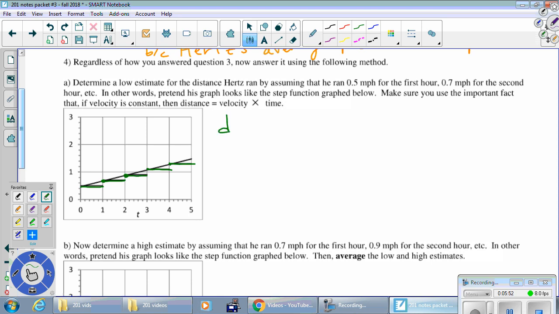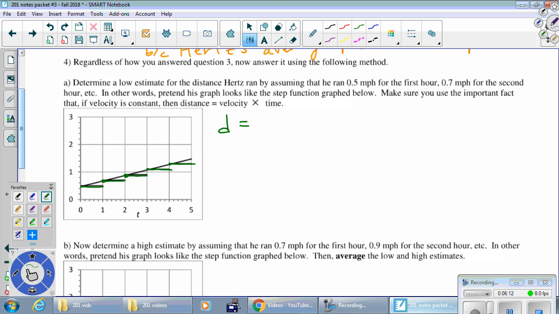Okay, so in this case, this would be a low estimate because clearly we are underestimating his velocities at every moment in time, except for the start of each hour. We're getting it right just at the start of each hour, but then we're underestimating for the rest of the hour. So the distance is equal to rate times time, or velocity times time.